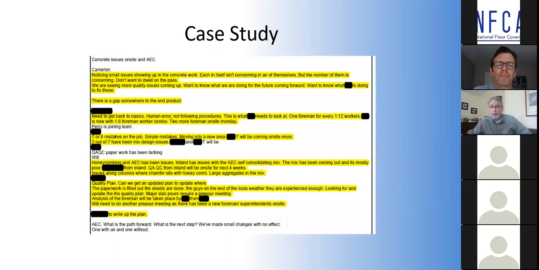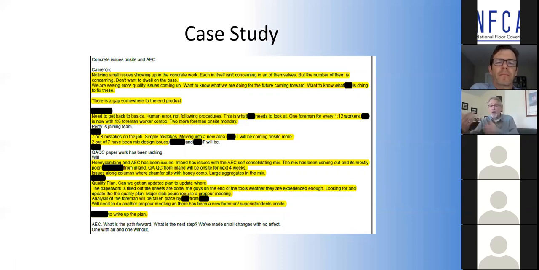This is an actual copy of one of the minutes of meeting. Cameron is the name of the engineer, and he's telling them there are problems. They're small problems, but when you put all the small problems together, they're big problems. And then the contractor responds, well, yes, we've got to get back to basics. It's human error. We're not following procedures. And they actually wrote this in their own minutes.